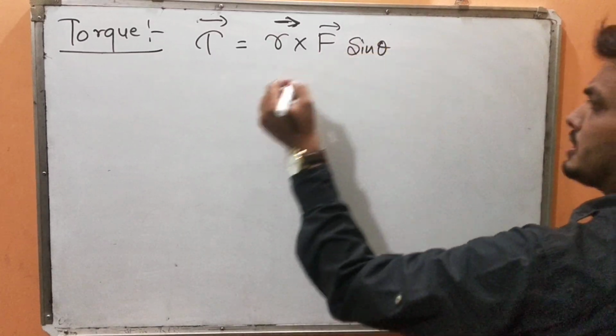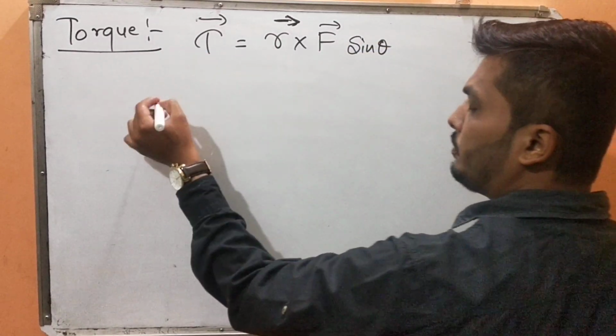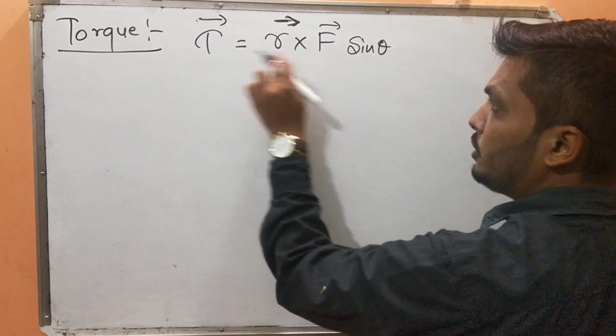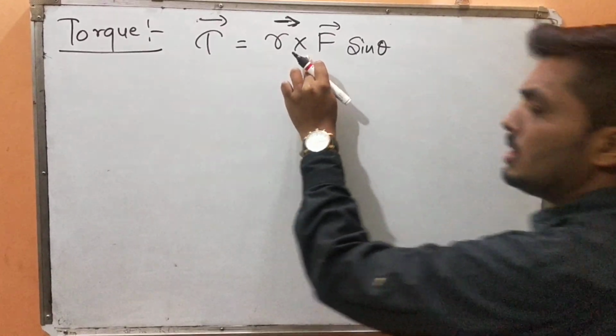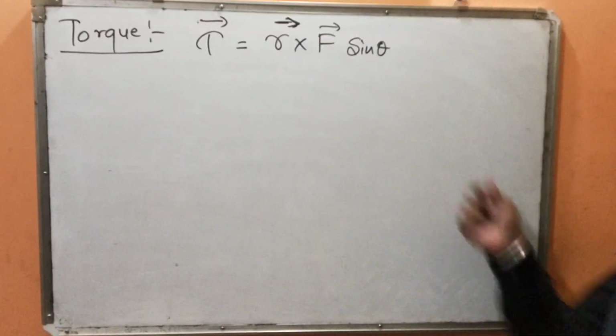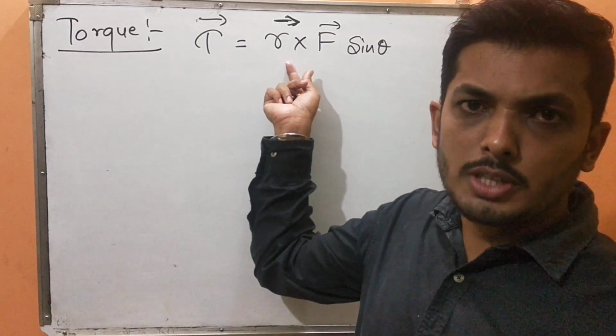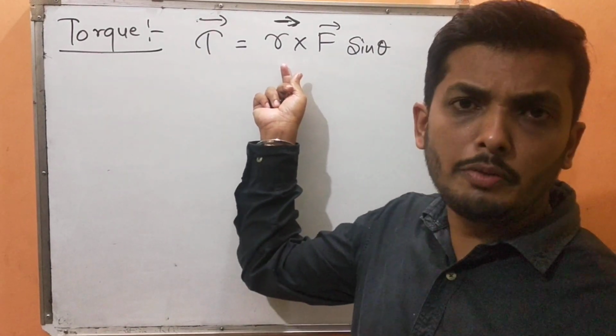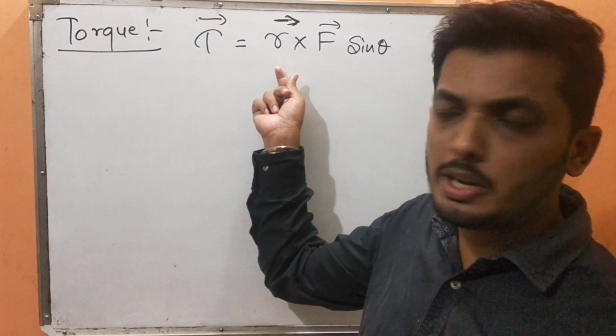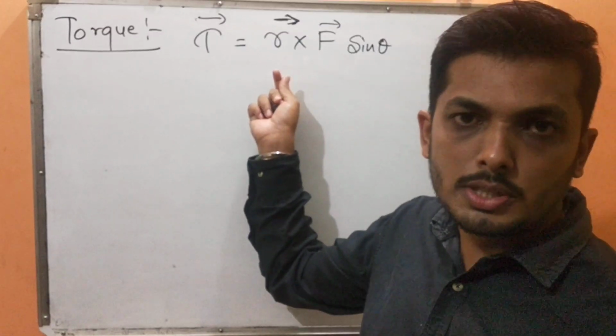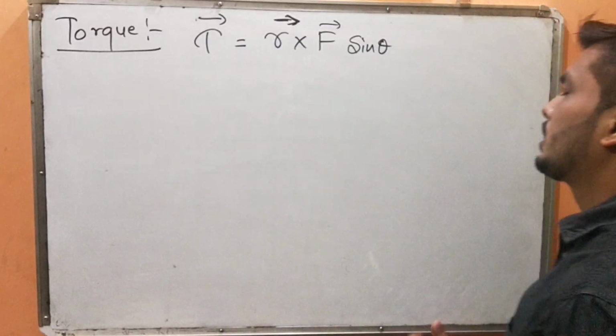Since all of you know it's a cross product, when you multiply two vectors and you get one vector quantity, then it is a cross product. If you are not able to understand this cross product concept, you have to go through the video in the motion in a plane topic, where we have covered the concept of cross product and dot product.